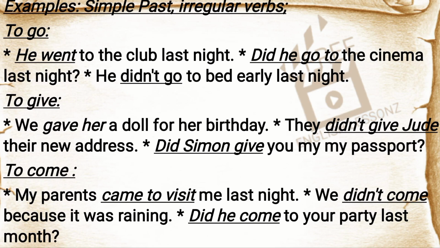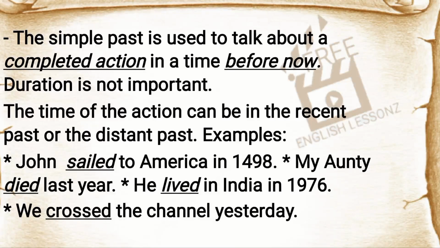To come. My parents came to visit me last night. We didn't come because it was raining. Did he come to your party last month? The simple past is used to talk about a completed action in a time before now. Duration is not important. The time of the action can be in the recent past or the distant past.